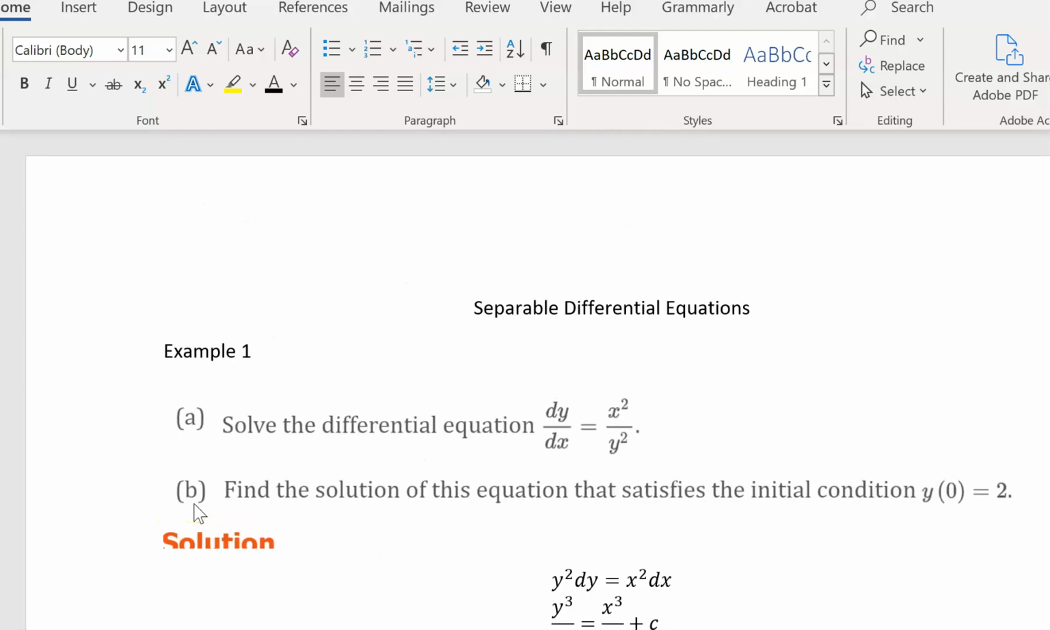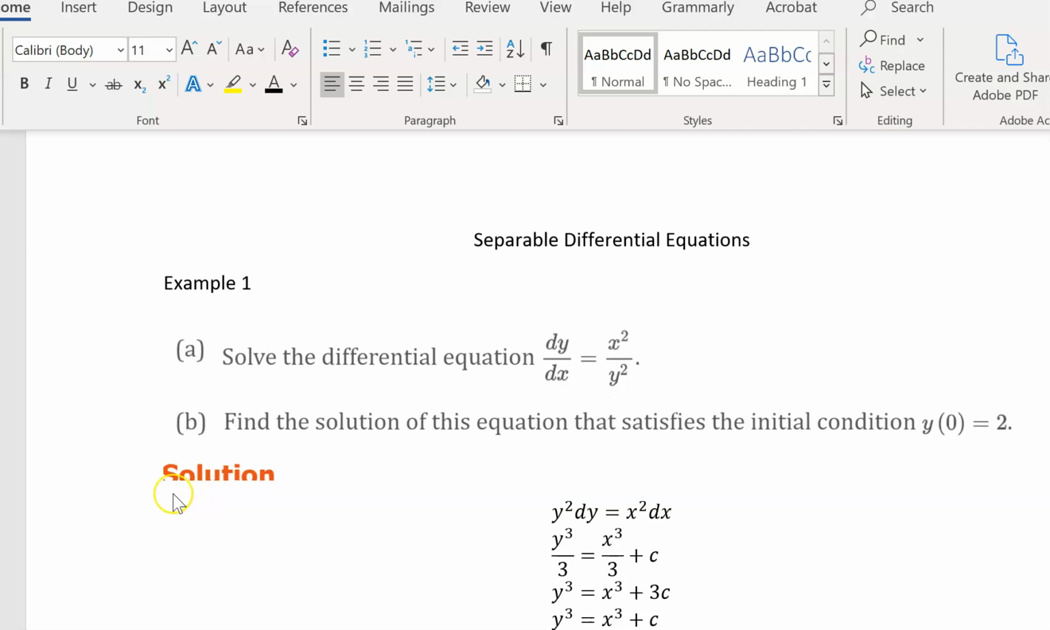This is my video on separable differential equations. So let's take an example. Consider this differential equation: dy over dx is equal to x squared over y squared.